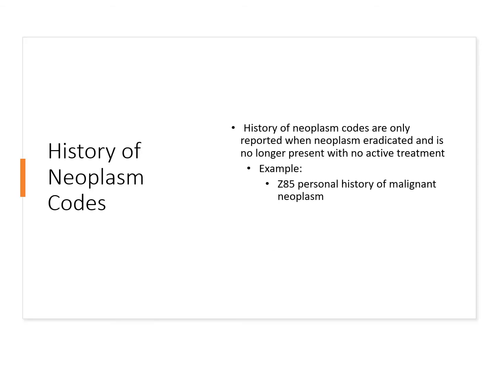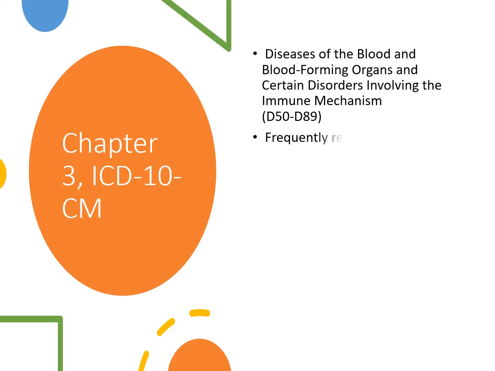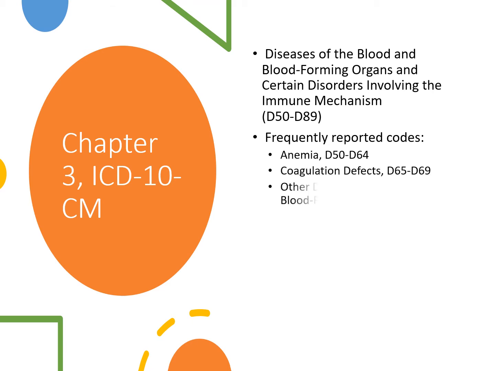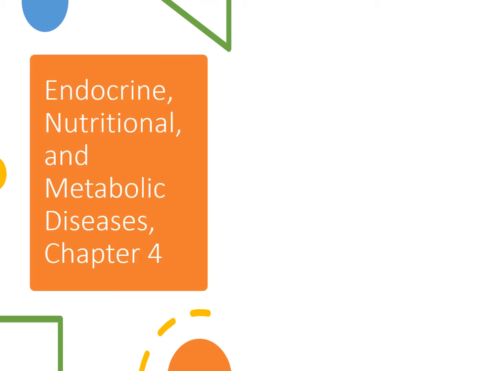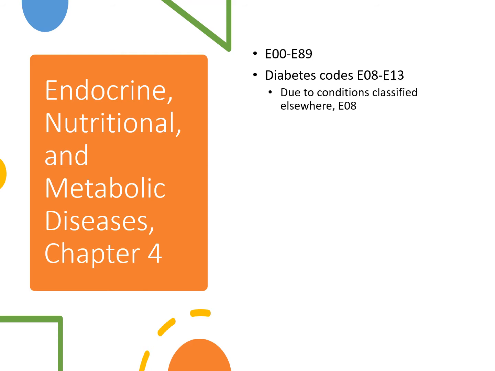So, for example, Z85, personal history of malignant neoplasm. This is for a patient who has had that neoplasm, but it's been eradicated and it's no longer active. There's no active treatment. If the patient is receiving chemotherapy, we cannot use a personal history code. Chapter 3 deals with blood and blood-forming organs, anemia, coagulation. Chapter 4 deals with mainly endocrine and metabolic diseases, like diabetes is a big one there.